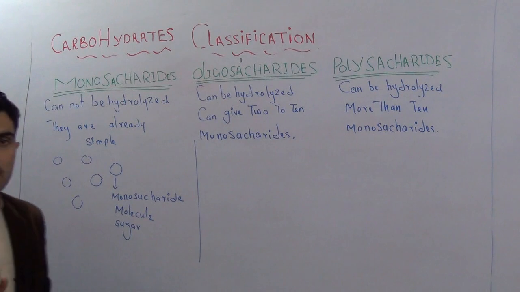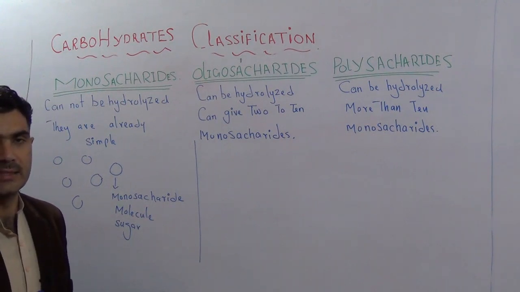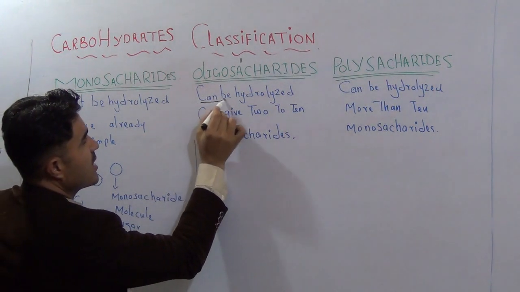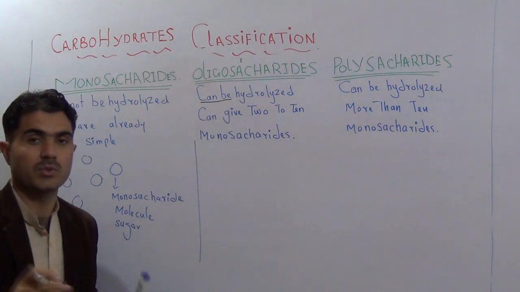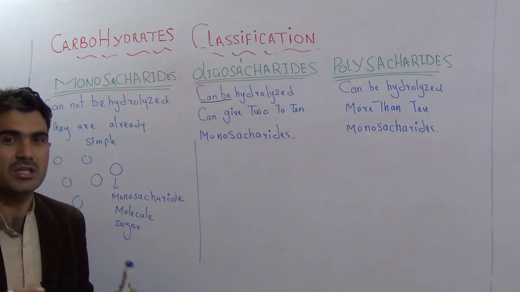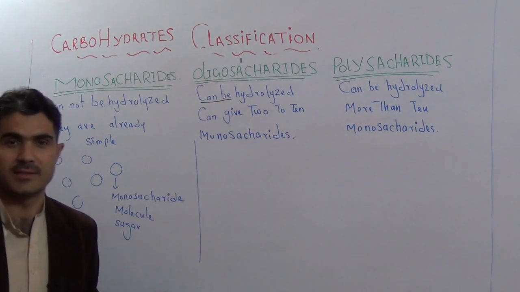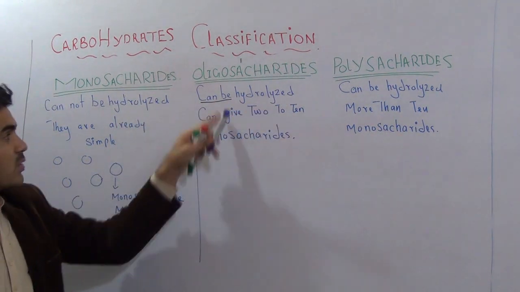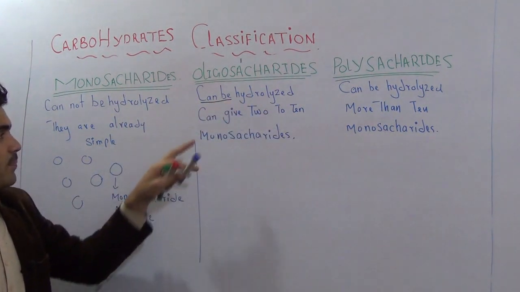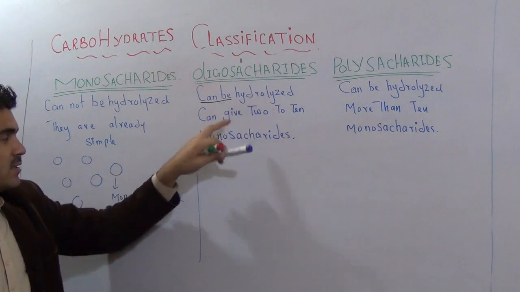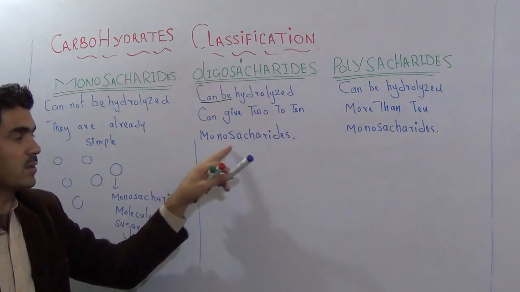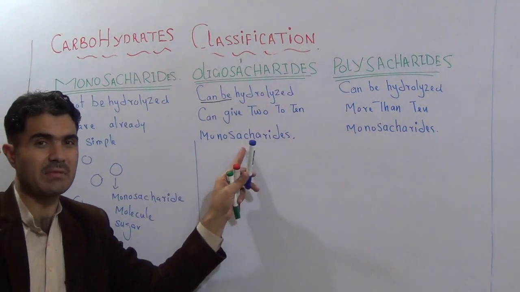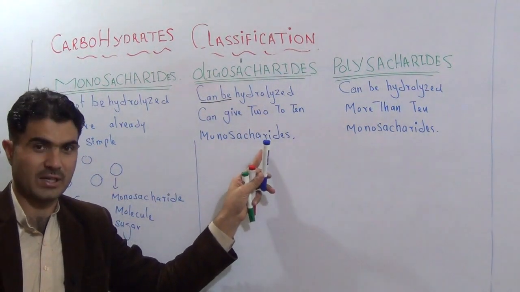Oligosaccharides are those carbohydrates which can be hydrolyzed, just as it is mentioned here. Dear students, the classification is based on hydrolysis. Look at that, you can see here the word hydrolysis. So it can be hydrolyzed, and when it is hydrolyzed, it will give us 2 to 10 monosaccharides. I'm happy because you know very well already what monosaccharides are.